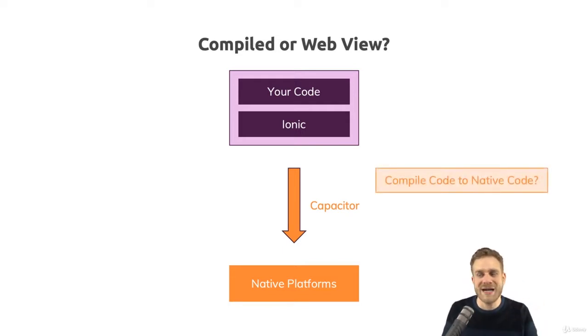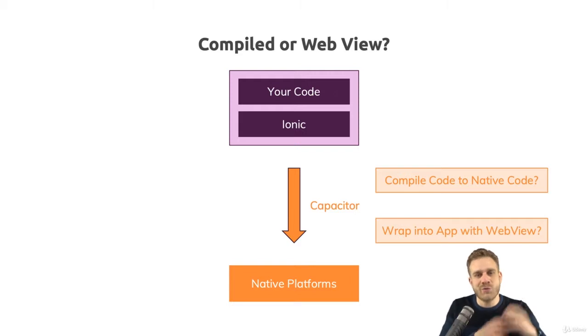We could compile our code to native code. So we could compile the code to Java for Android or to Objective-C or Swift for iOS. And compiling here especially talks about the templates. So an Ion button we have in our template could be converted into a real native button. Or the alternative, we could wrap our web app into a web view.